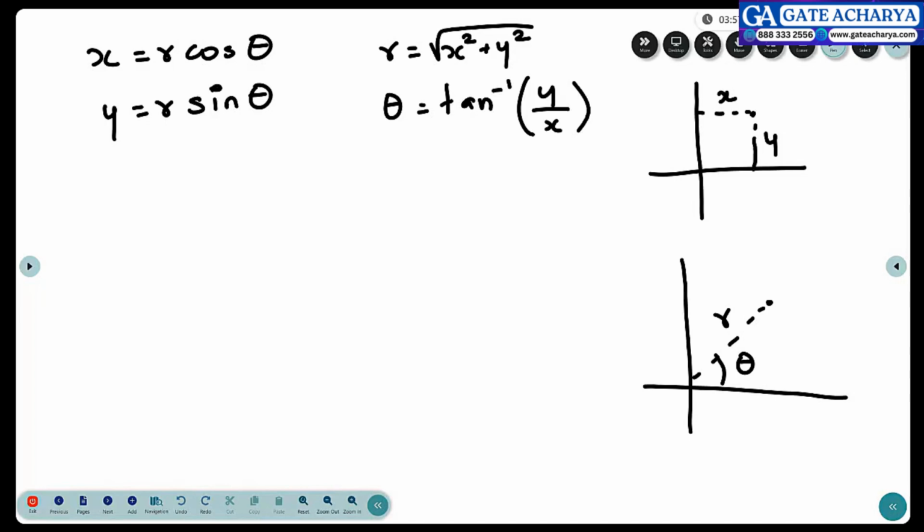Now only this is not sufficient. Replacing x and y is okay, but we also need to replace dx and dy. So dx dy in the Cartesian system works out as r dr d theta.